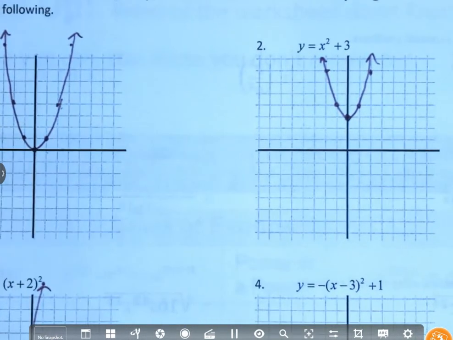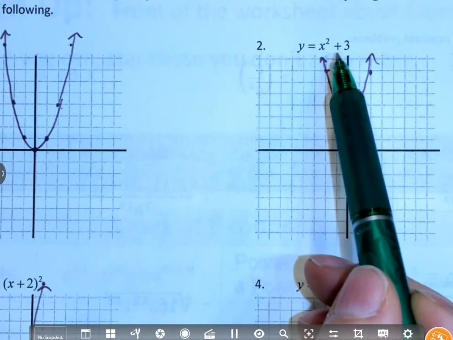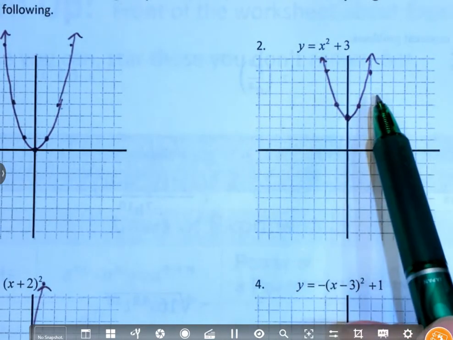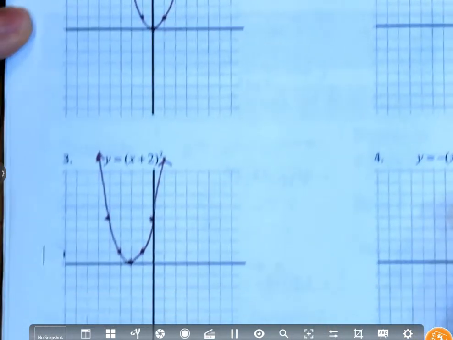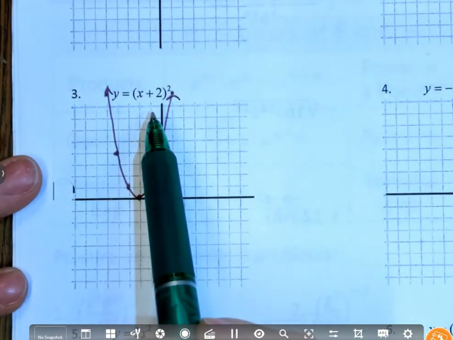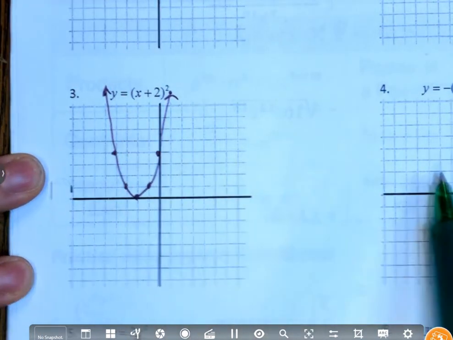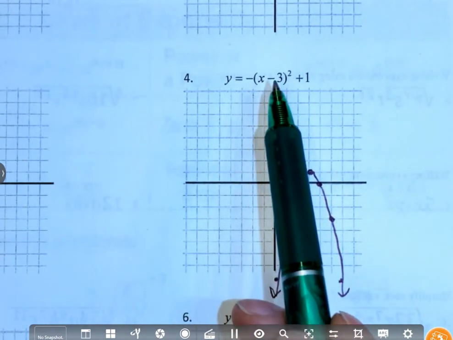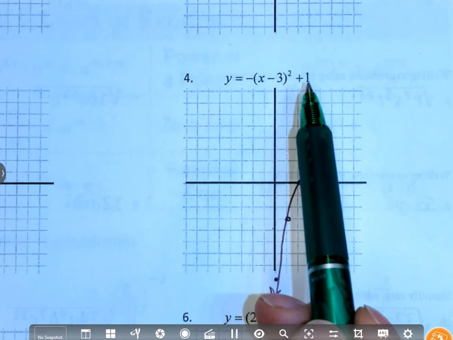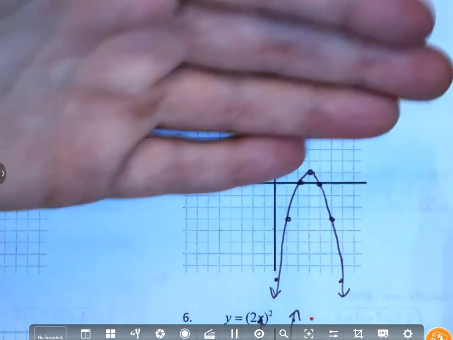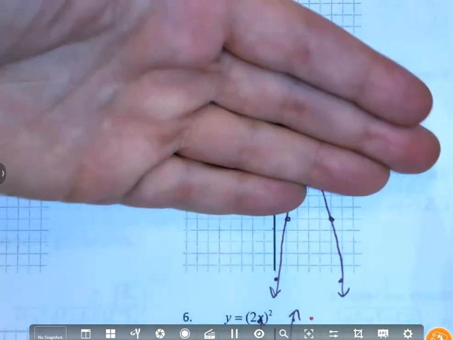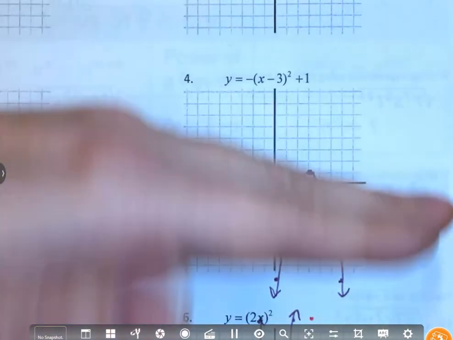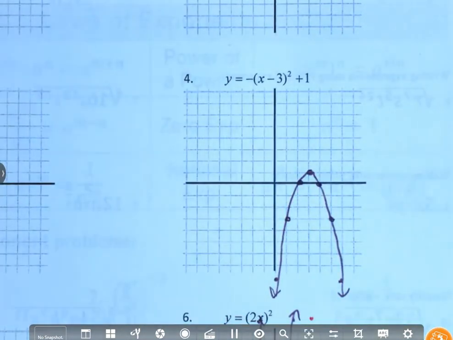Plus 3 does what? Moves it up 3. Plus 2 moved it to the left 2. And for this one, if we think about our starting place, it moves right 3 and up 1. A negative on the outside is going to flip your graph in the vertical direction, so over the x-axis. How are we doing with those so far?